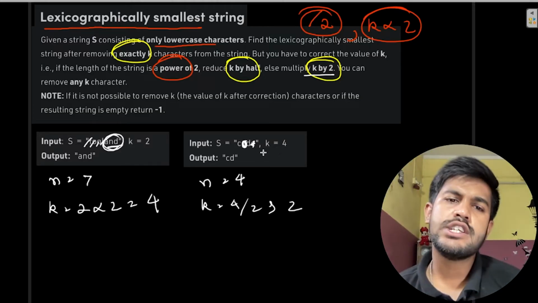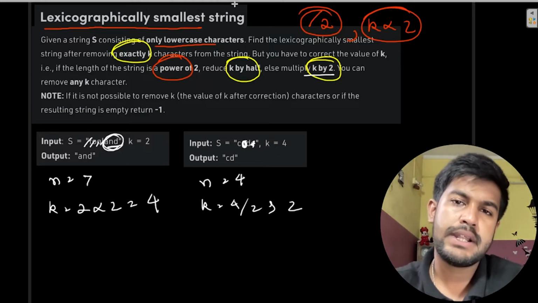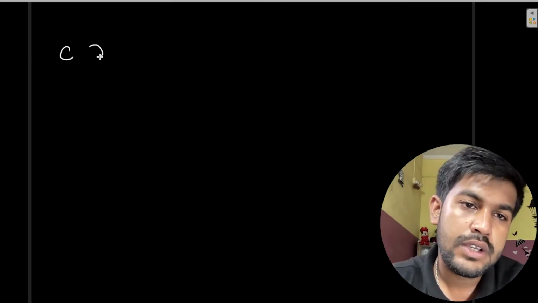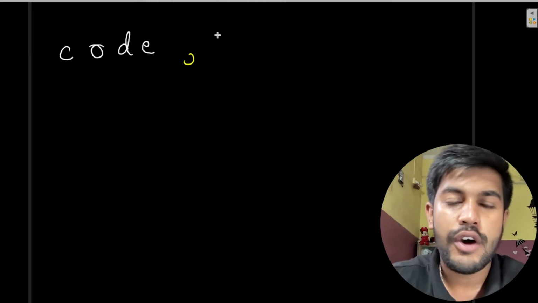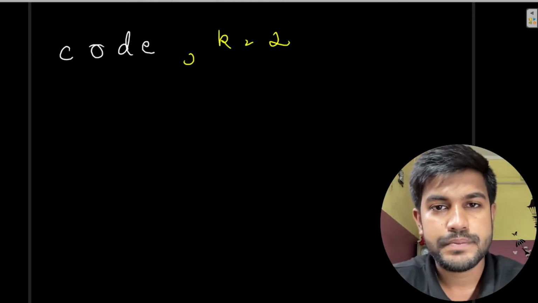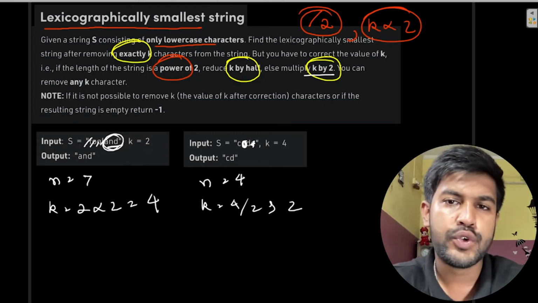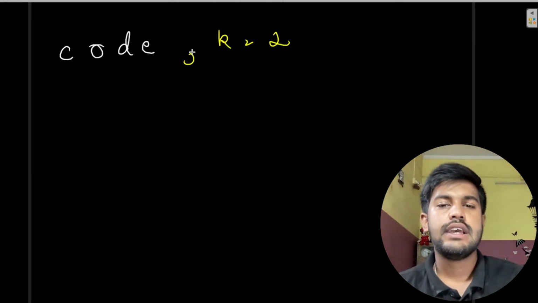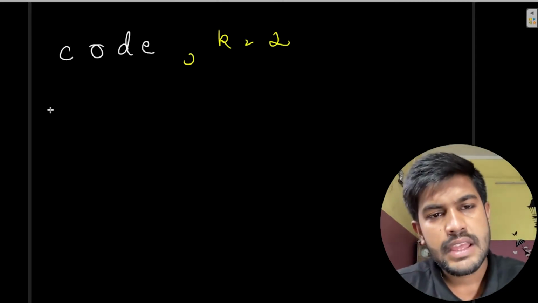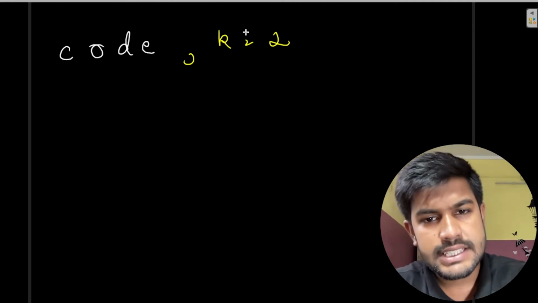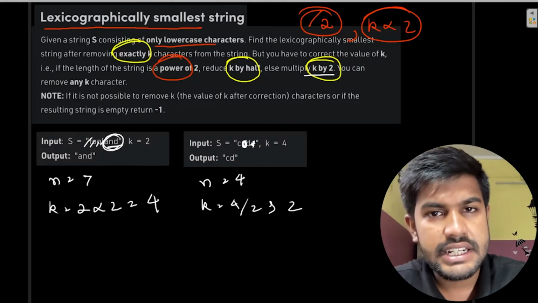So now let us move forward and take the same example. Let us take the smaller one, CODE. And here we would take the rectified value of k, which is equal to 2, because we need to remove 2 characters. So let us see how we can remove the 2 characters. Let us see the answer. What was the answer? The answer is CD.